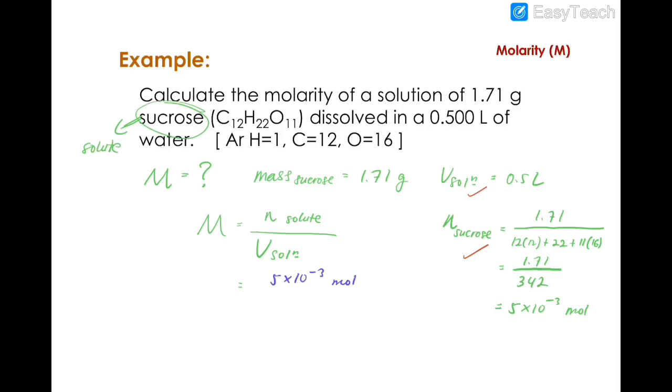And volume solution pula, remember, it has to be in liter ataupun decimeter cube. So kamu ada 0.5 dah, memang dia bagi kamu dalam bentuk liter, so tak ada masalah. So you will get 0.01 mole per liter. So very easy kan?